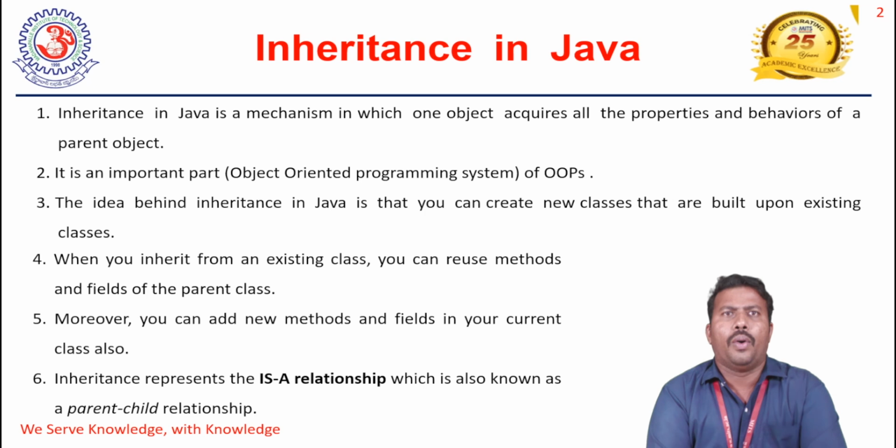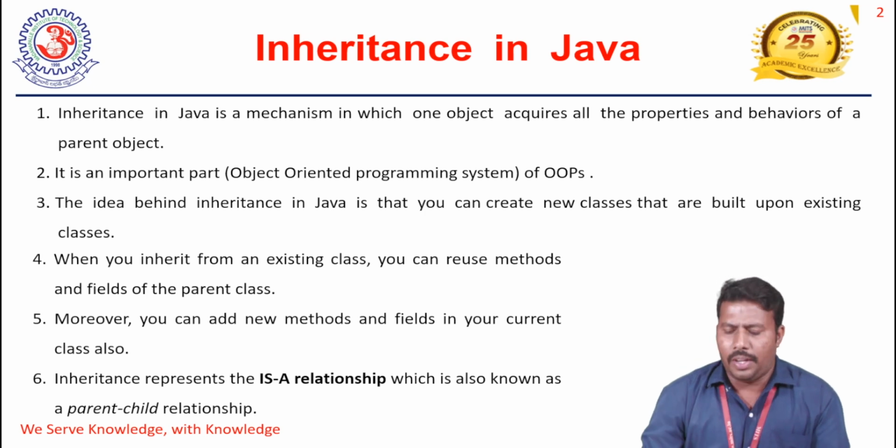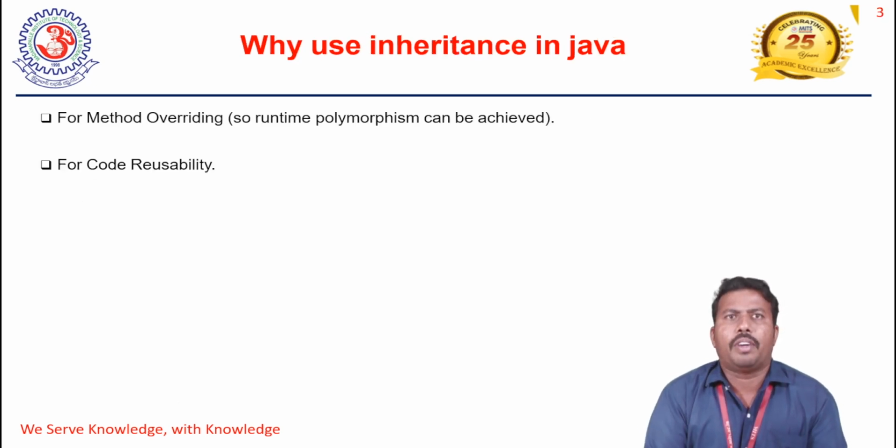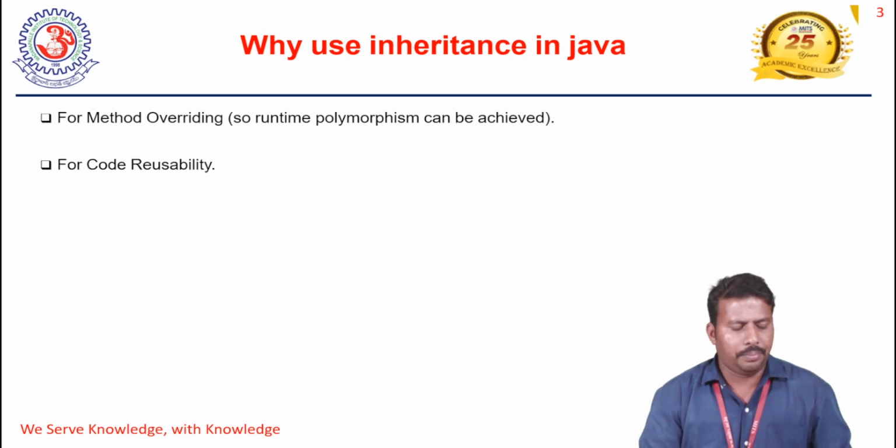Next, why do we use inheritance in Java? For method overriding, which we call runtime polymorphism, can be achieved efficiently, and for code reusability. These are the two basic motives behind using inheritance.